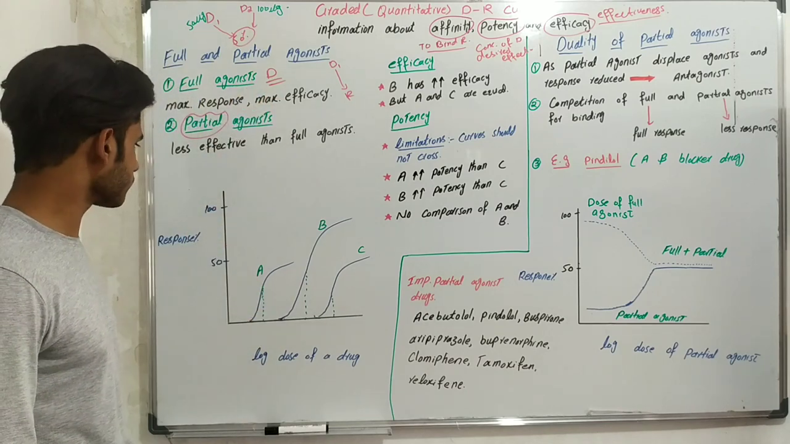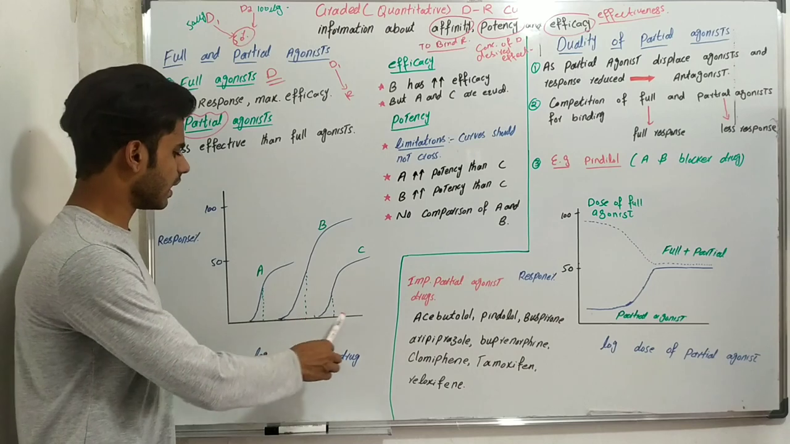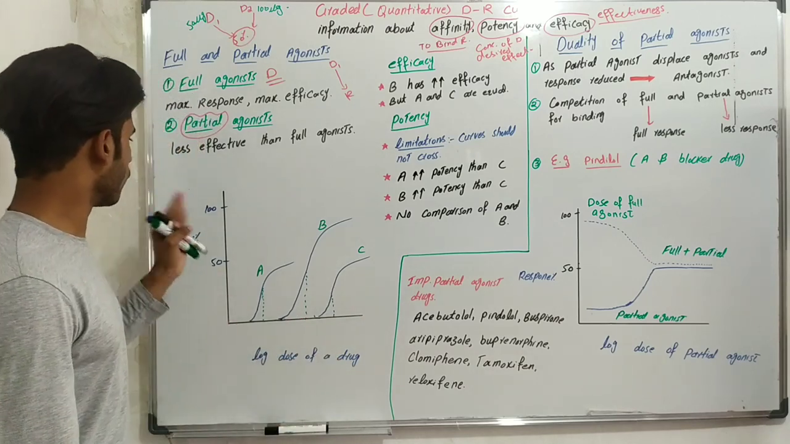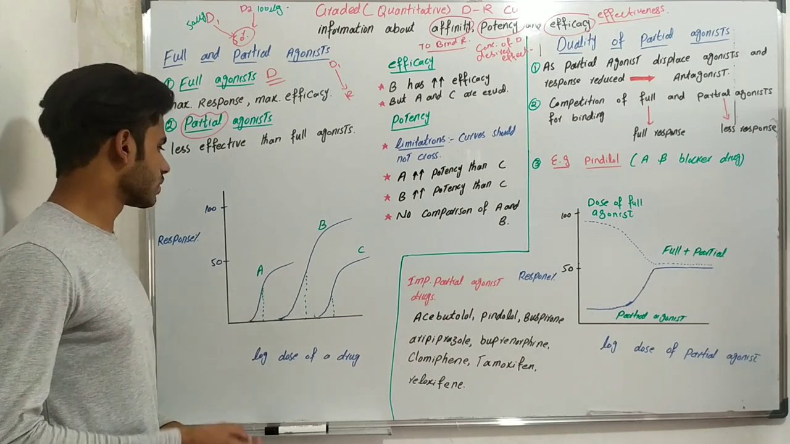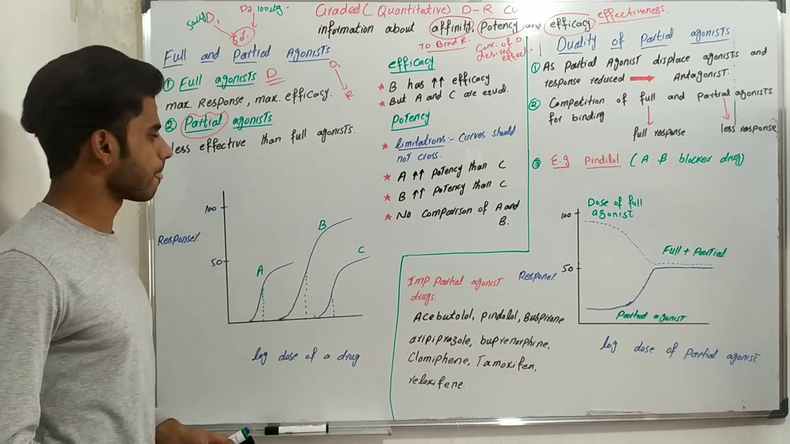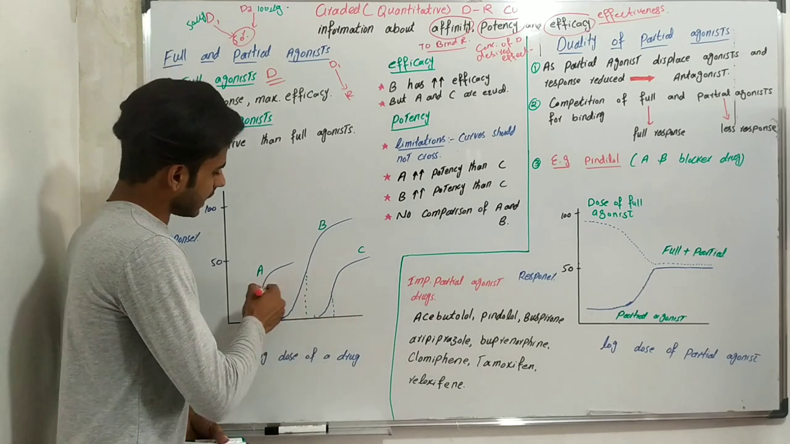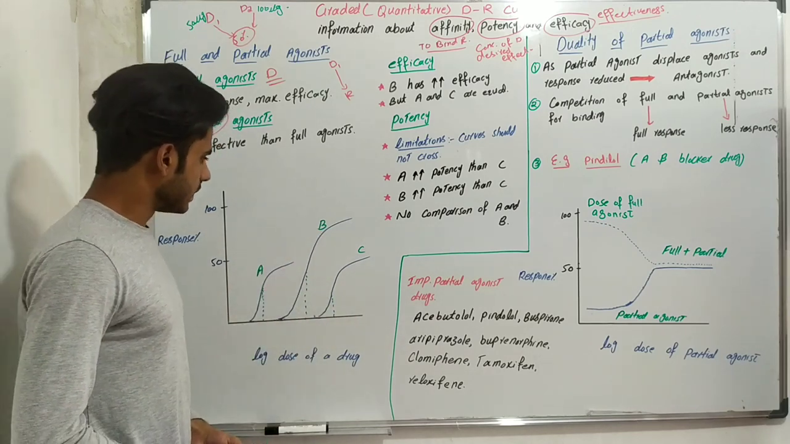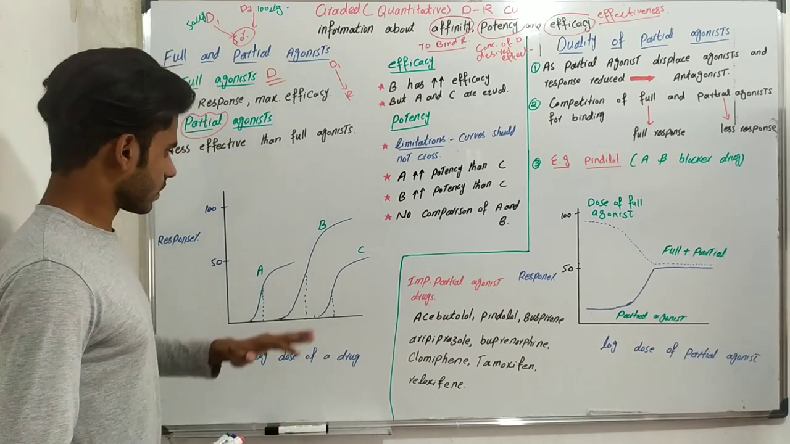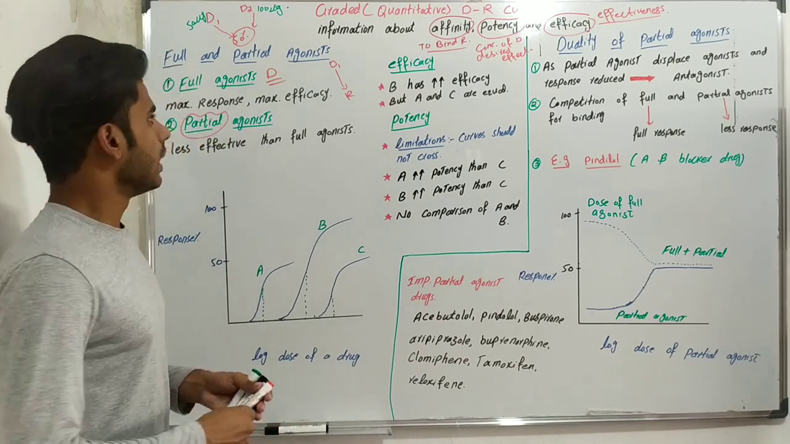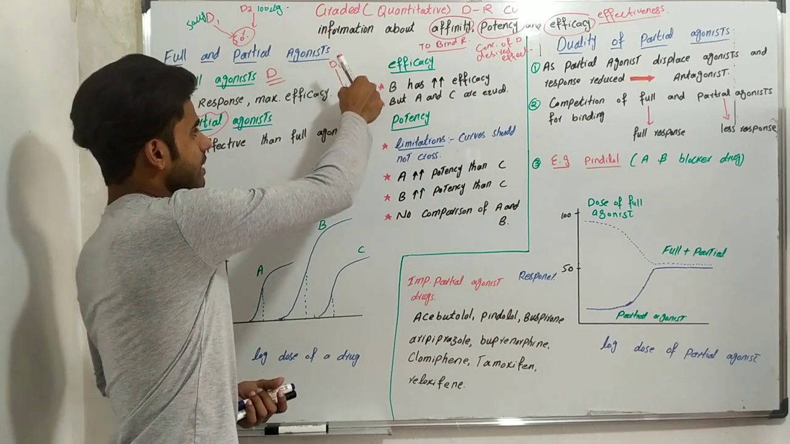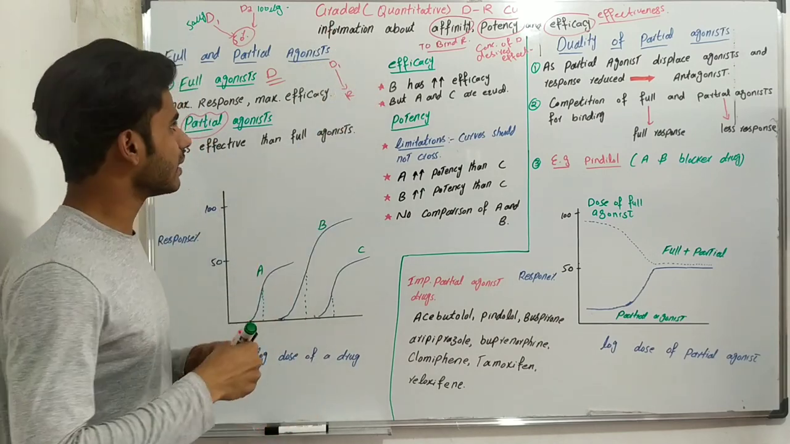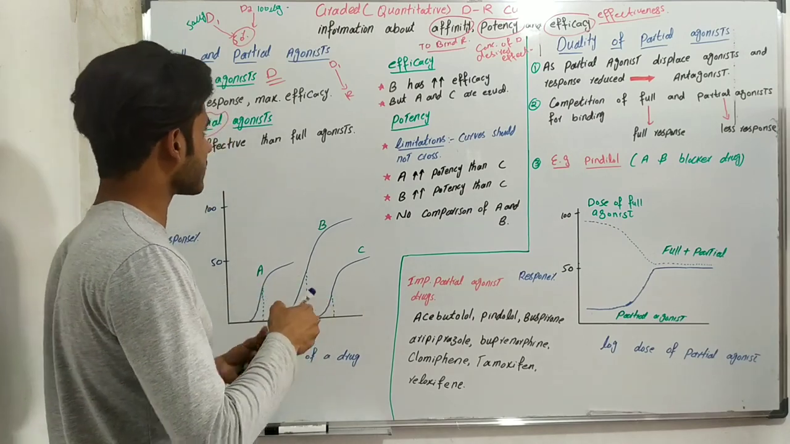So please come here. We will take on the x-axis the log dose of our drug, and on the y-axis we will take the response of that drug on our body. Now you can see there are three curves A, B, and C. Please tell me whether these are agonistic drugs or antagonistic drugs. An agonistic drug goes and binds to the receptors and shows its response. And what is the antagonistic drug?